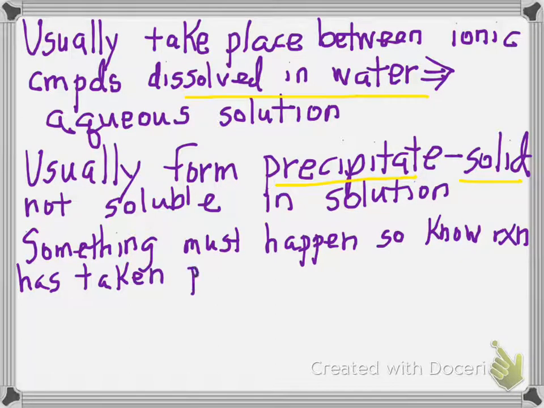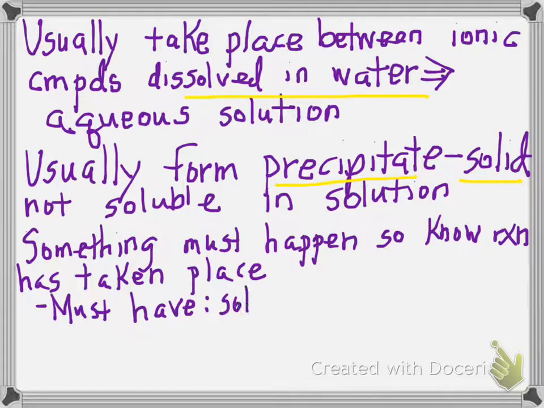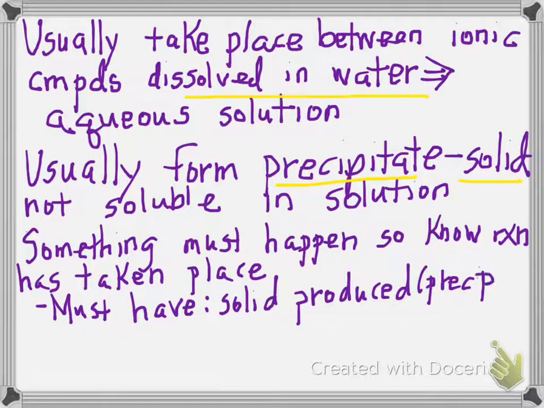Oftentimes, that's going to be this precipitate, but it could be one of three other things. So we must have the solid produced, which is our precipitate. A gas.